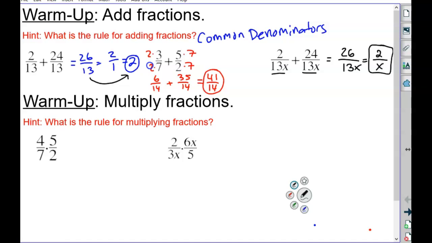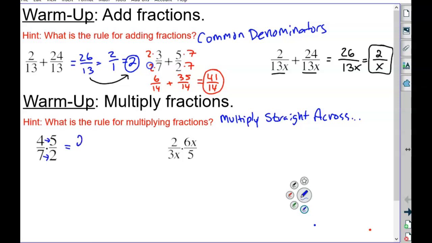All right, my rule for multiplying. What do we do when we multiply fractions? Multiply straight across. Okay, we could write that better as numerator times numerator, denominator times denominator. What I usually do is just, actually there's a trick here. I'll show you in just a second.